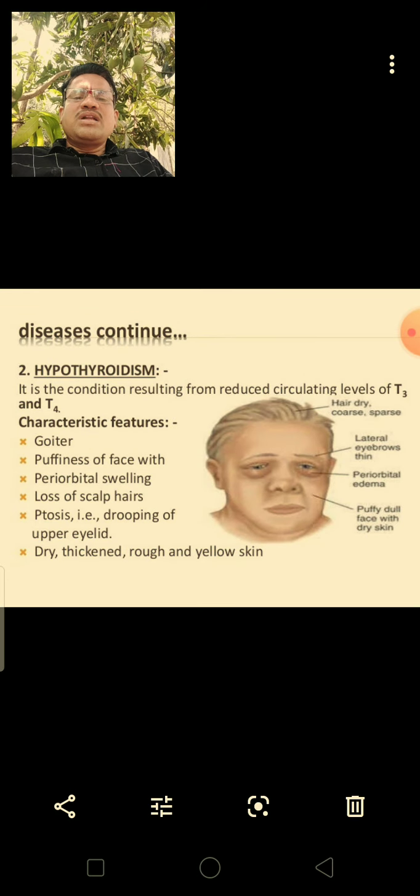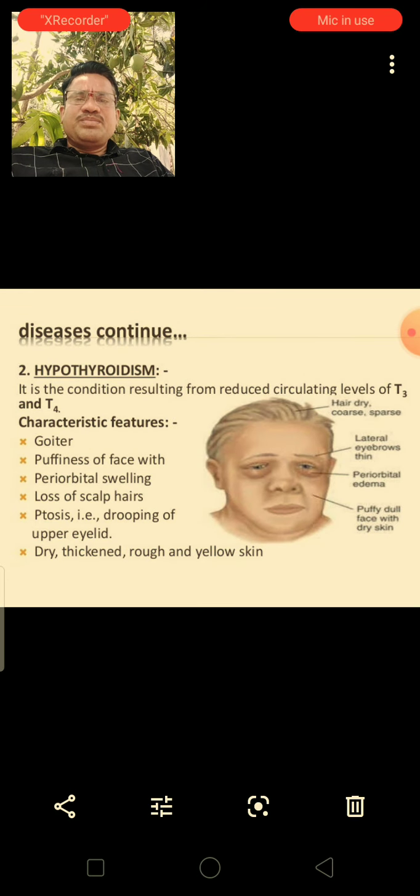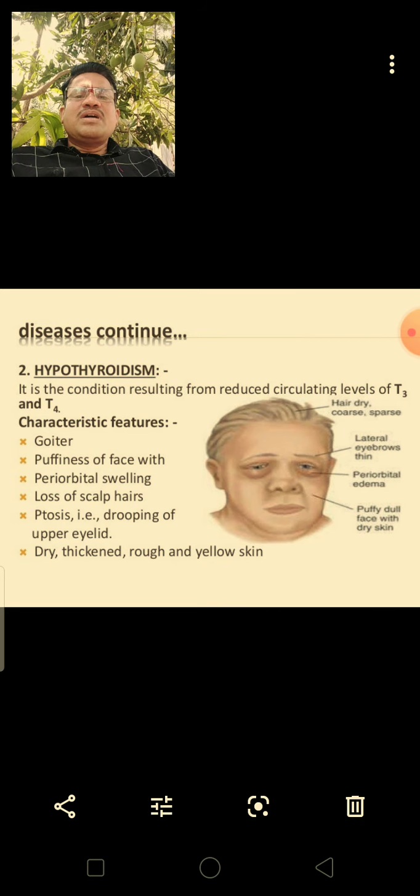Next one, hypothyroidism. Hypo means less release of thyroxine hormone. So, what are the characters of hypothyroidism? It is the condition resulting from reduced circulating levels of T3 and T4, two types of thyroid hormones.